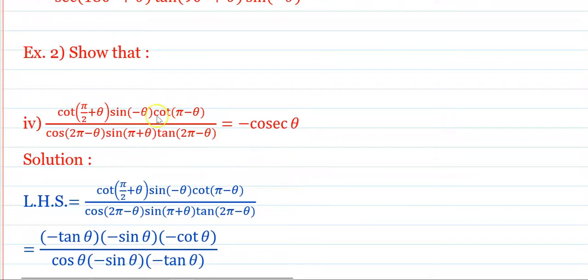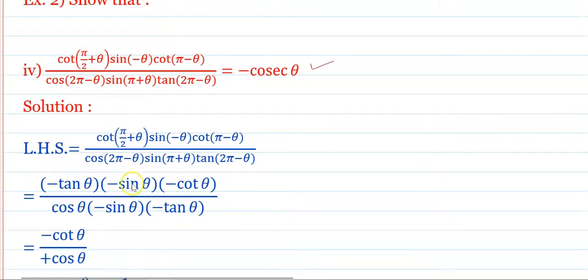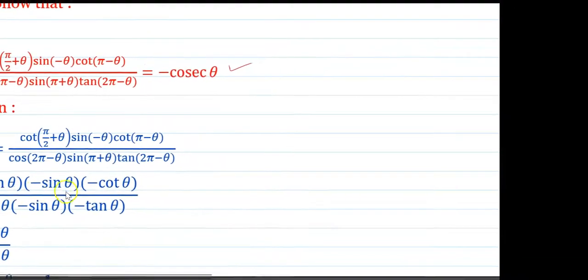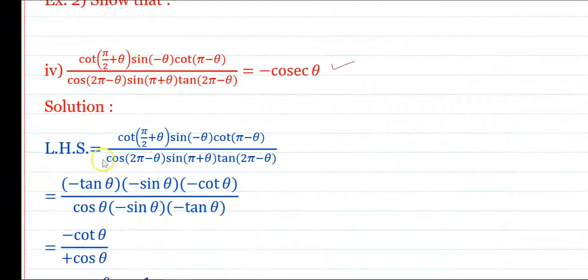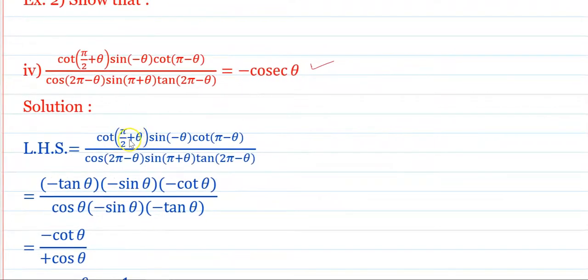Next, show that cot(π/2 + θ) sin(−θ) cot(π − θ) upon cos(2π − θ) sin(π + θ) tan(2π − θ) is equal to −cosec θ. Now, cot(π/2 + θ) is −tan θ. It is in the second quadrant. Whenever it is π/2 + θ, the function changes, cot becomes tan.